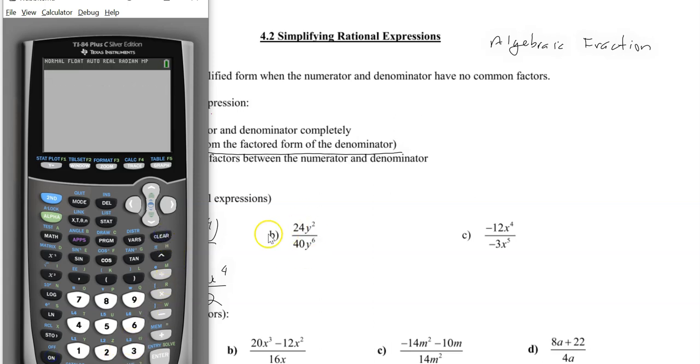Let's clear it. So I got 24 over 40. Let's go 24 divided by 40, Math, Enter, Enter. Okay, and that's going to give me 3 over 5. So that's going to be equal to a 3 and a 5.